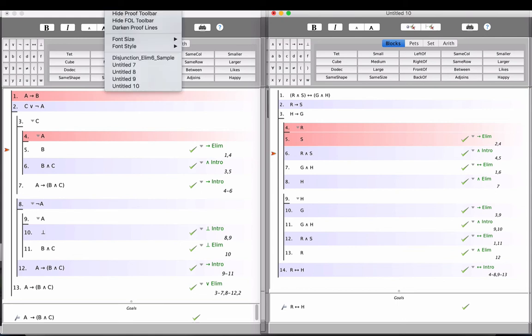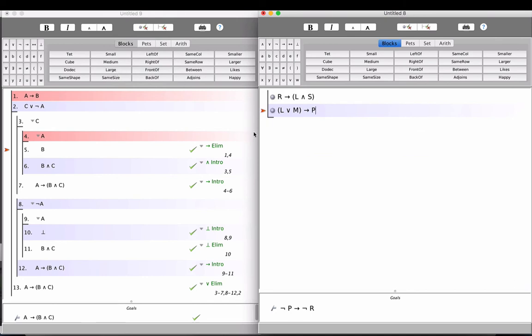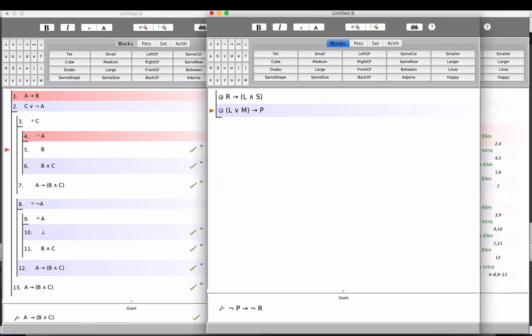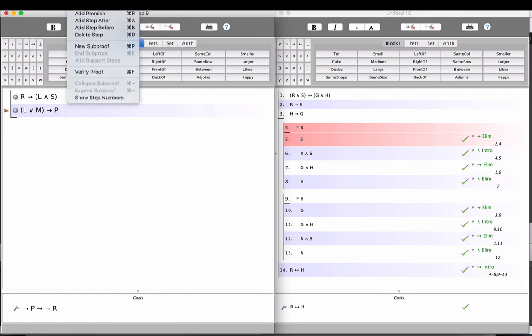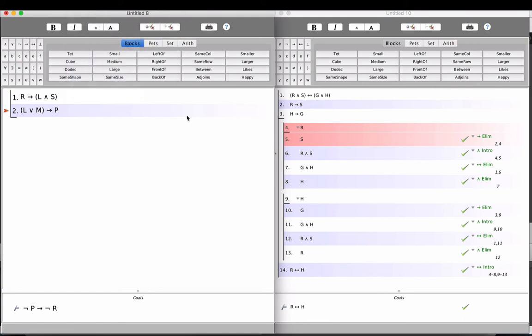All right, let's grab one more argument to work through. Here we have two premises, the main connective of each of which, let me get the step numbers going, is the conditional, right?